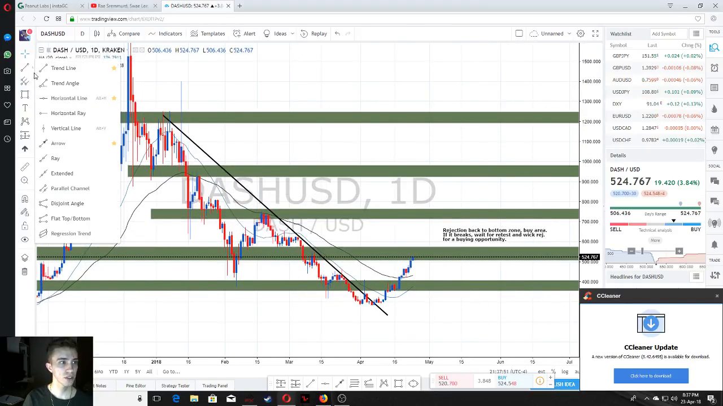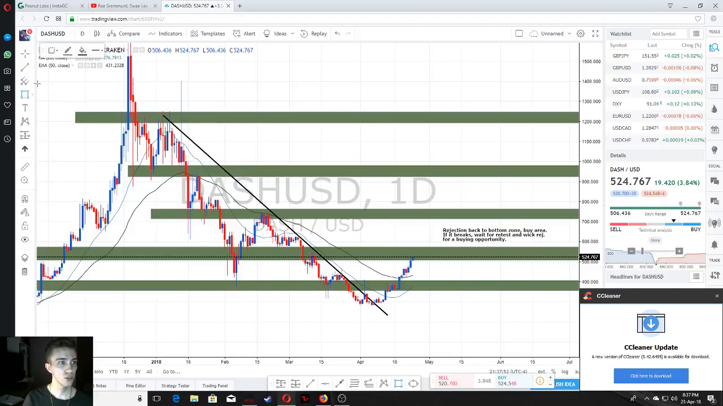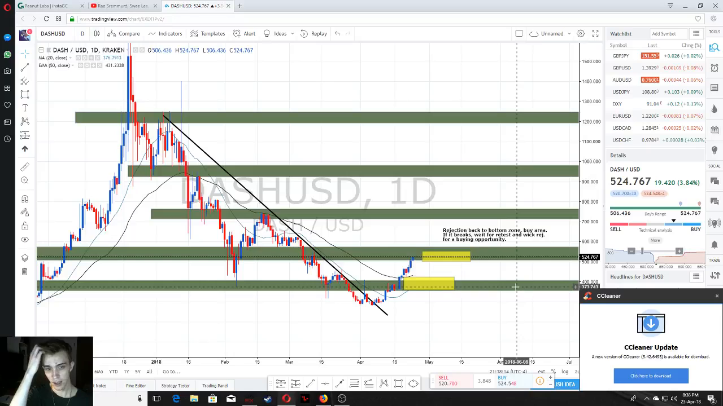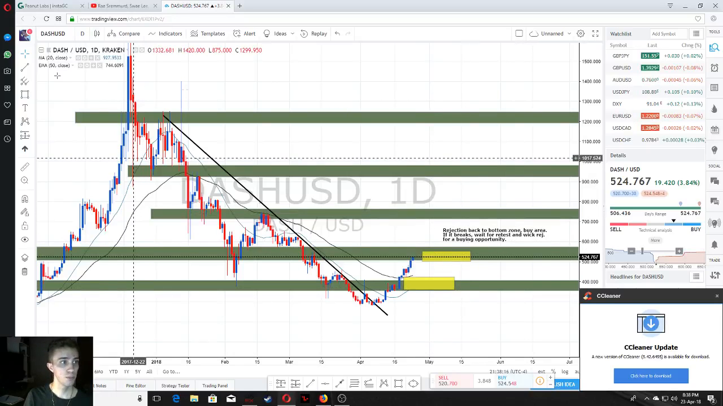So let me draw two zones in different colors so you guys know the ideal spot to enter. Right around here in this yellow box if it breaks to the downside, and if we break to the upside, retest around this area for a buy to the next zone.